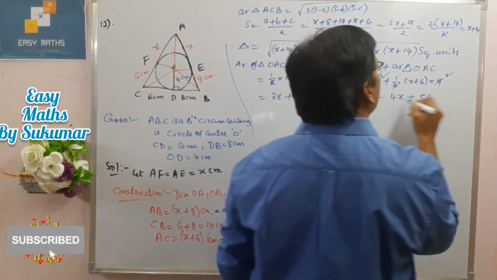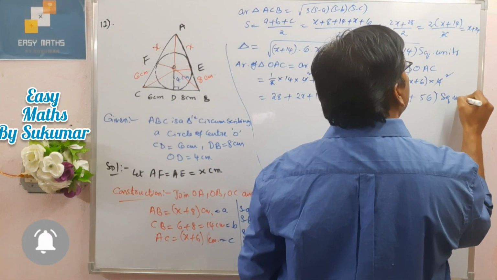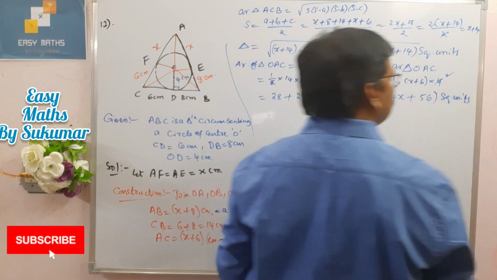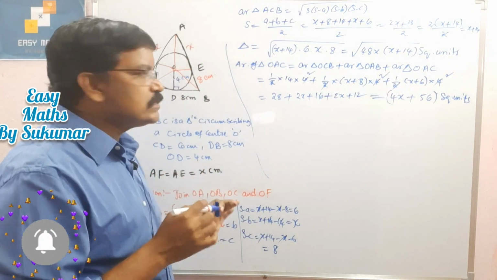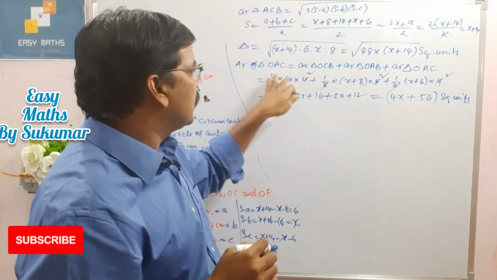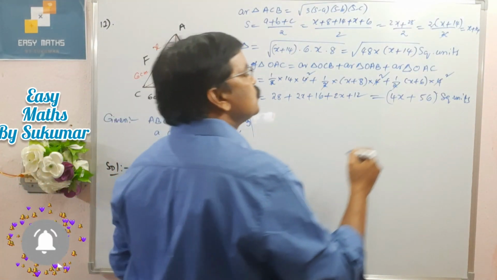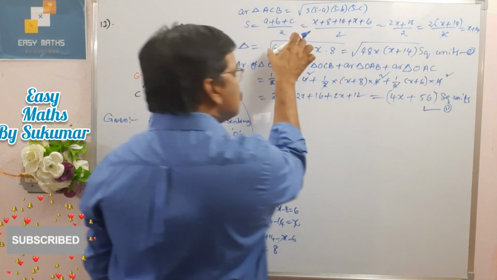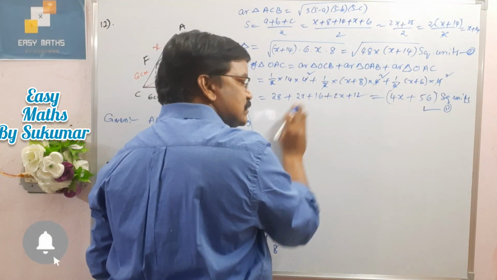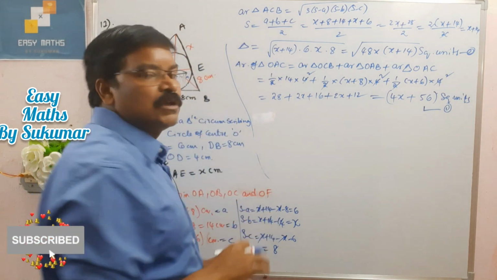So this is finally 4x plus 56 square units. Okay, so my dear students, here the area of triangle OAC and the area of the sum of the four triangles are equal. So this is equation 1 and this is equation 2. This area and the sum of the triangles, that is OCB and OAB and OAC, all are equal.